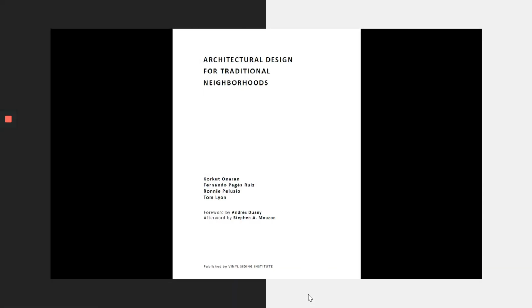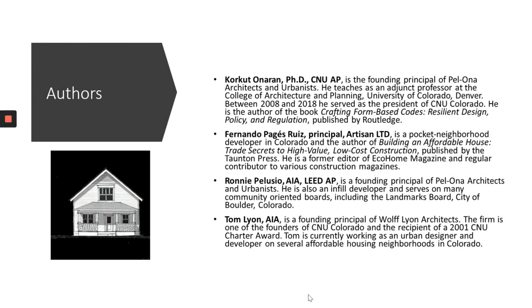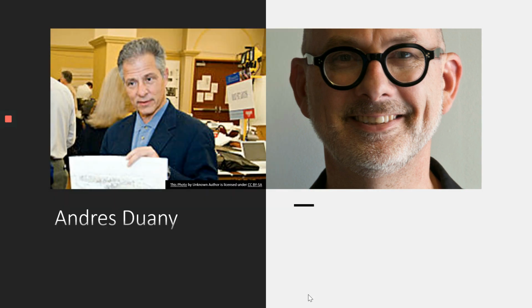You'll note some of the respected authors: Korkut Onaran and Ronnie Palucio of Pelona Architects, Tom Lyon of Wolf Lyon Architects in Denver, and me, Fernando, author of 2 books published by the Taunton Press, Building an Affordable House and Affordable Remodel. You'll also note that the foreword to our little book was written by architectural luminary Andres Duany of the New Urbanism, and that the afterword was written by Steve Mouzon, author of The Original Green.